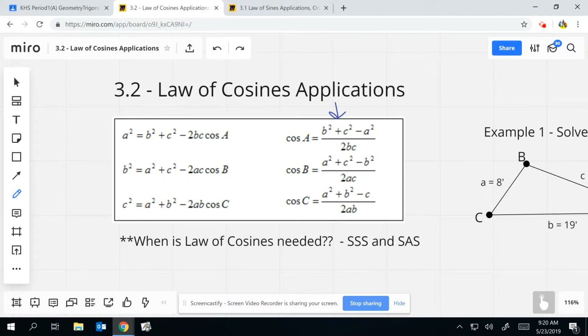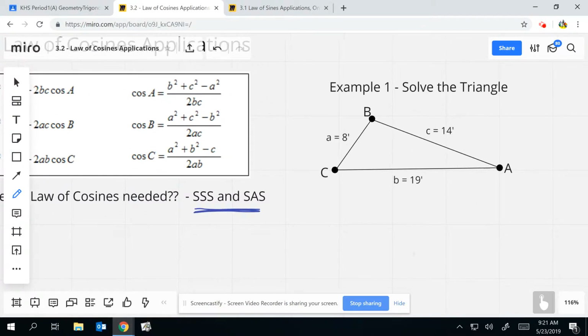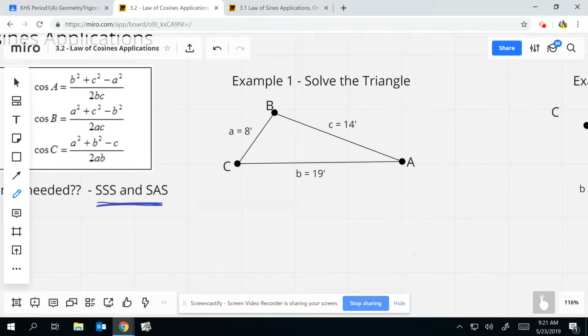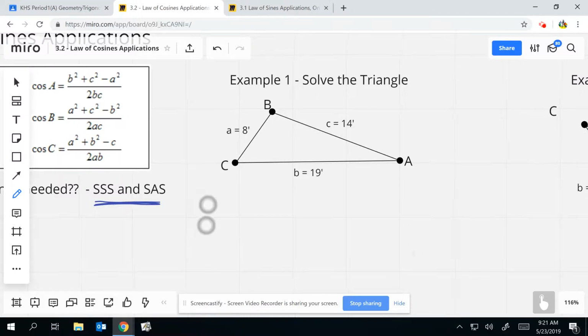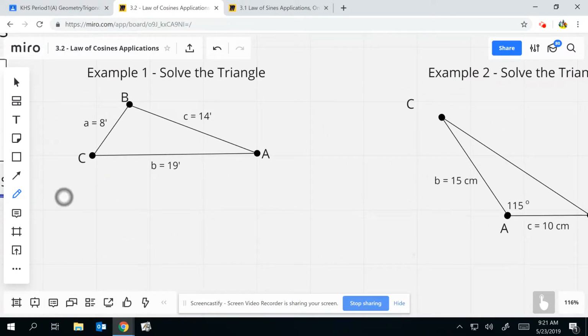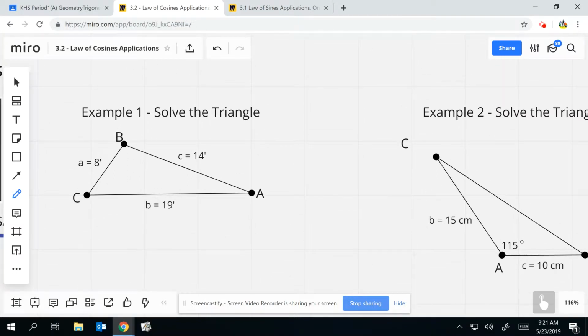The key is to know when you have to use law of cosines, and it has to be when you've got those two different options. You got three sides, you got to use law of cosines because you can't make one complete fraction for law of sines. Or if you have SAS, you also have to use law of cosines. So those are the two where you've got to use law of cosines. So let's look at the first two examples. They're going to have one with SSS, that's this one right here, and then you're going to have one with SAS, that's example 2.